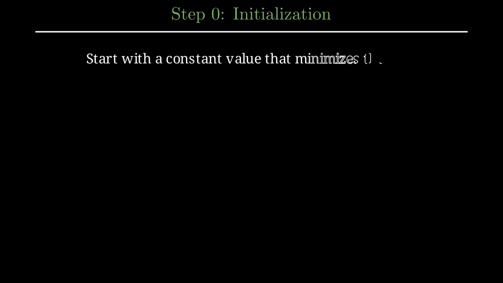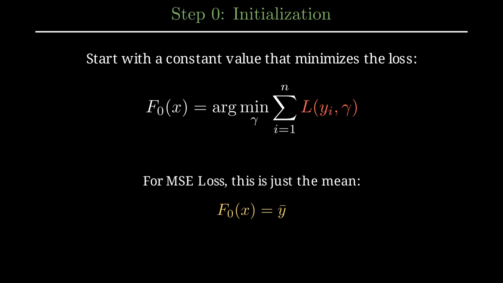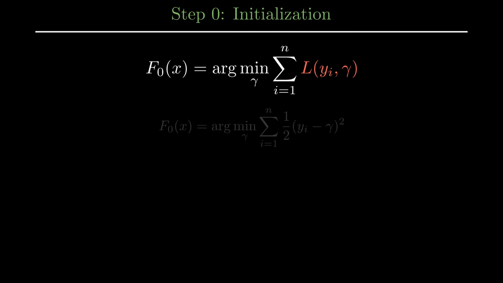So the first step of gradient boosting is to find a constant baseline prediction that minimizes the loss. For mean squared error, this constant is simply the mean of the target values. Here is a short proof of that.